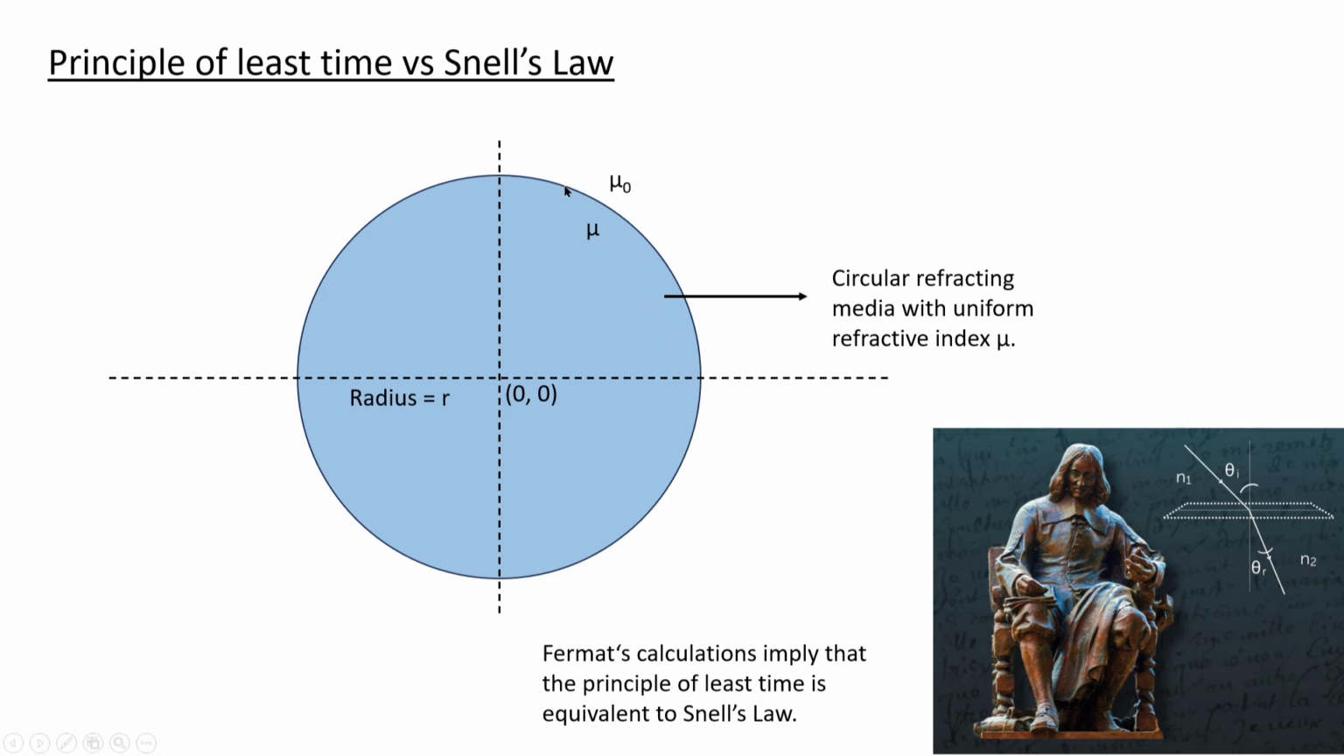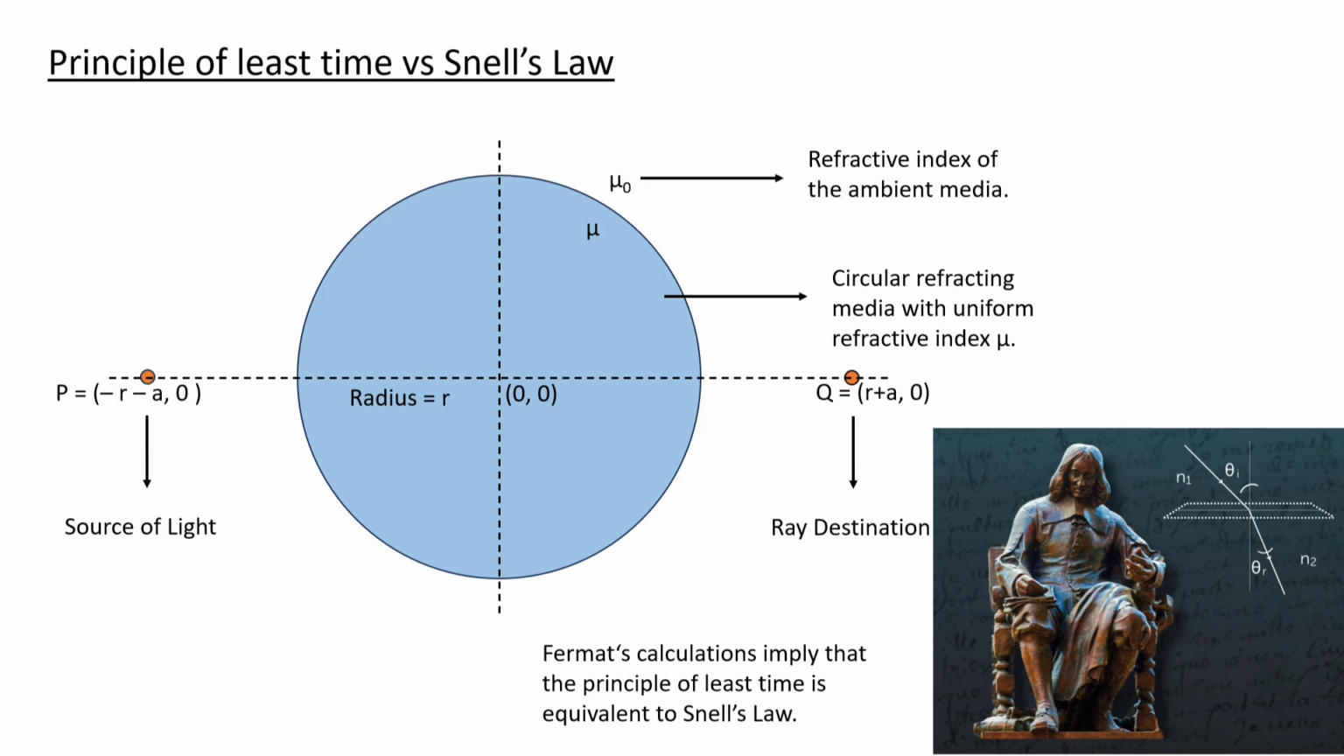So this is a circular refracting media with uniform refractive index mu. This is a circle with radius r. We can consider the center of the circle as the origin, and this is the refractive index of the ambient media, mu naught. This is the source of light P, which is given by the coordinates minus r, minus a.